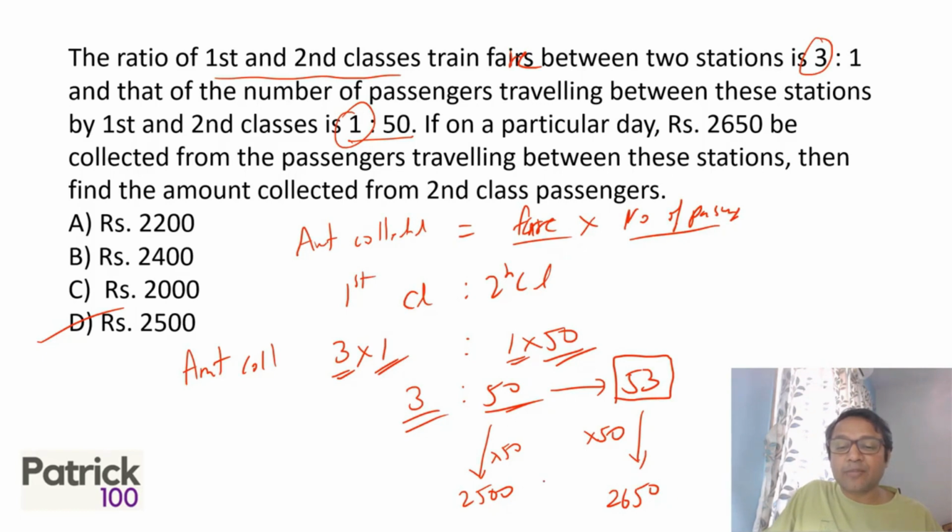So 50 stands for how much? You can just cross multiply, you'll get 2500. You can do this orally also, but this is the way you can solve it faster. Right? I hope it's clear.